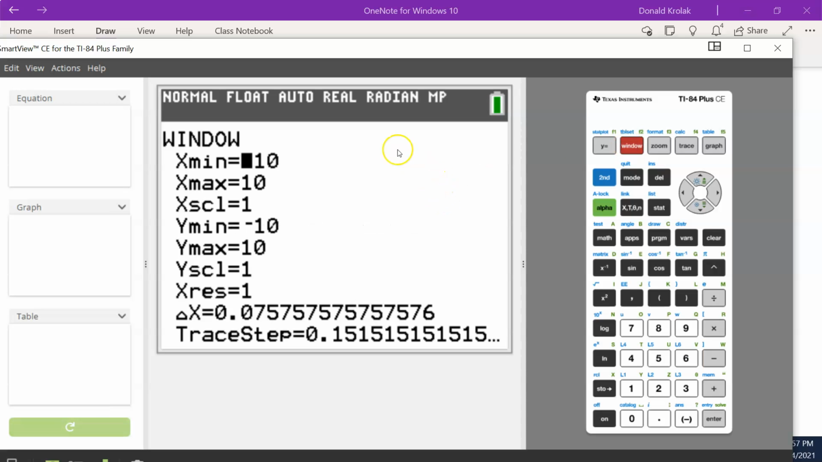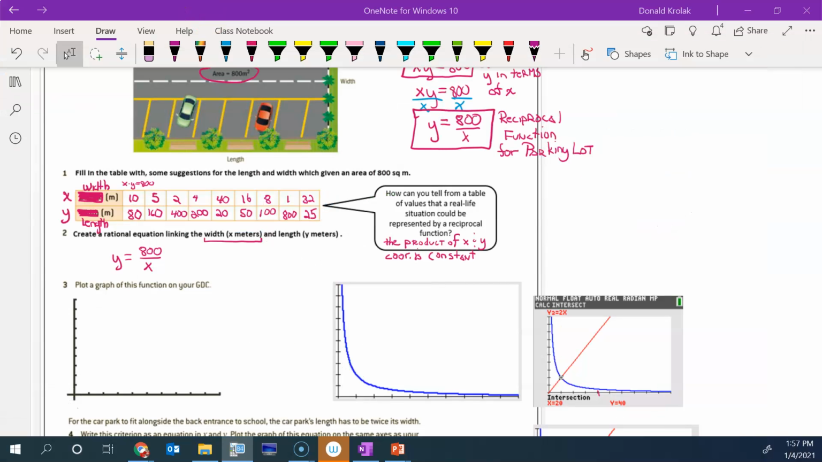So press window. Now, a little bit of common sense here. Since we're dealing with real life, we only have to worry about quadrant 1, because you can't have negative width and you can't have negative length. Now what's critical when you're graphing these and drawing your graph is that you label what these axes are. That's X, that's Y.